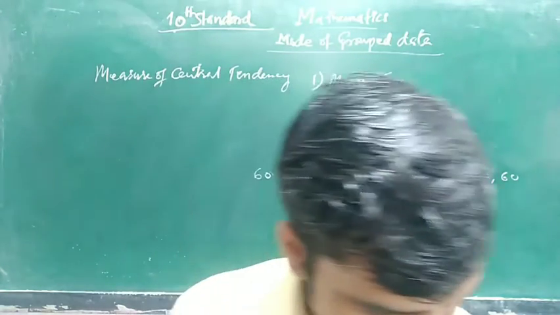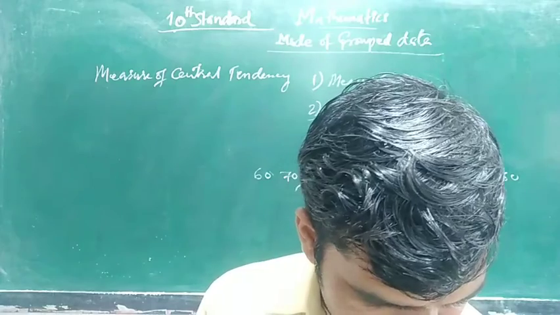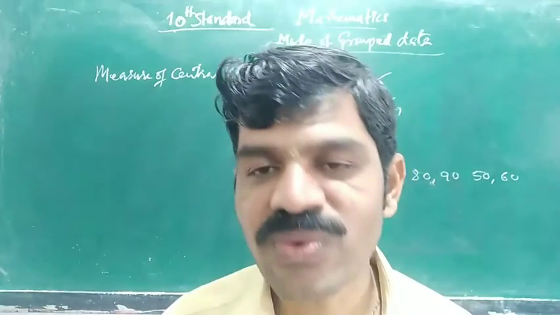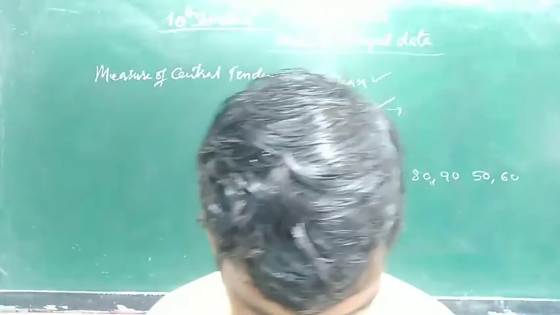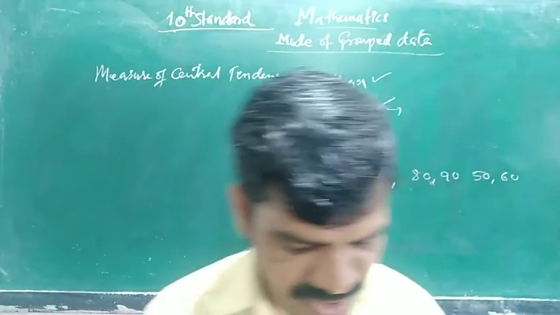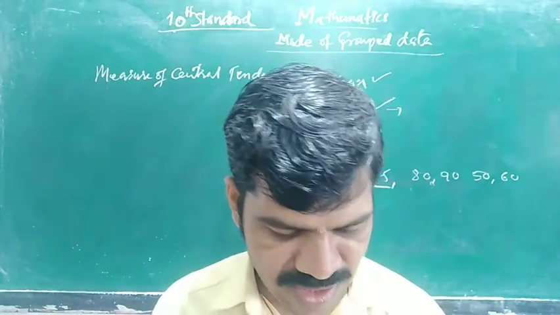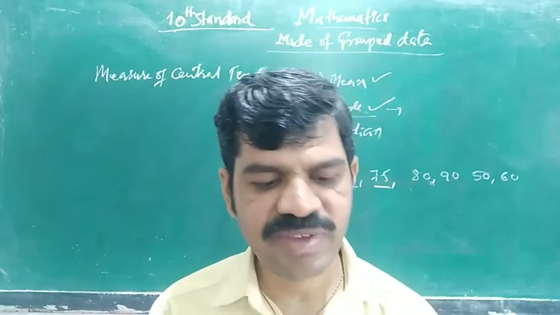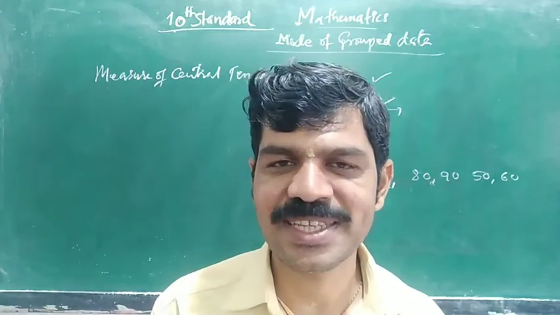So, mode is the value of the observation which occurs most often, the value of the observation having the maximum frequency.